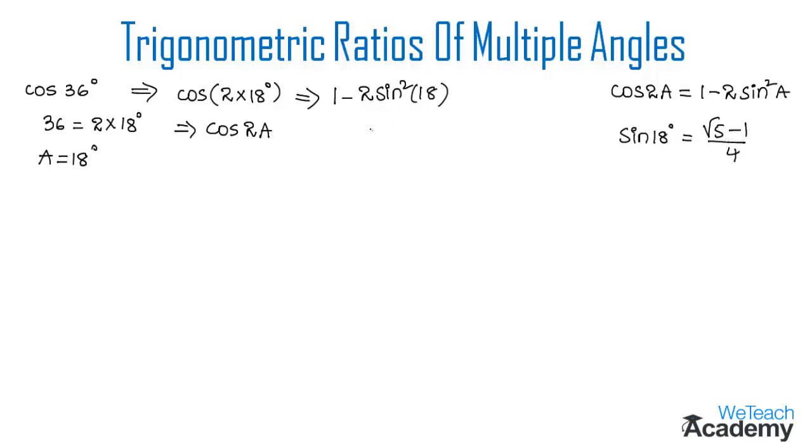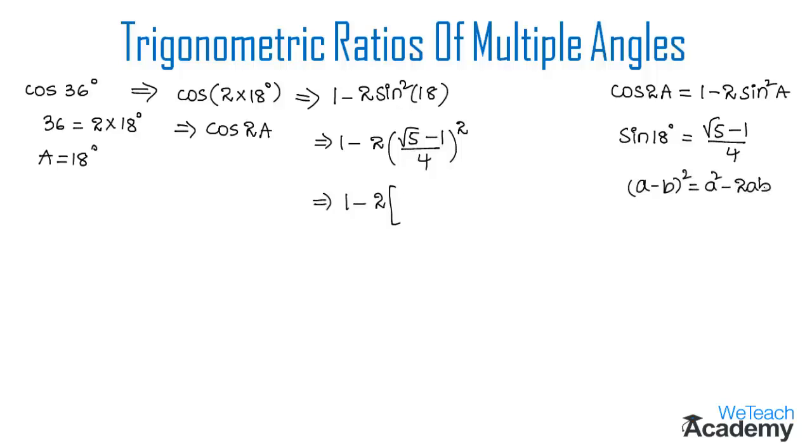So by using this value of sine 18, we get 1 minus 2 into ((root 5 minus 1) by 4) whole square. Here, by simplifying, we get 1 minus 2 into (root 5 minus 1) whole square, which is in the form of (a minus b) whole square, which is equal to a square minus 2ab plus b square. So now let us expand this. By expanding, we get a square, that is root 5 whole square, minus 2 into a, which is 2 into root 5, into b, which is 1 here, plus b square, which is 1 square, divided by 4 square, which is 16.